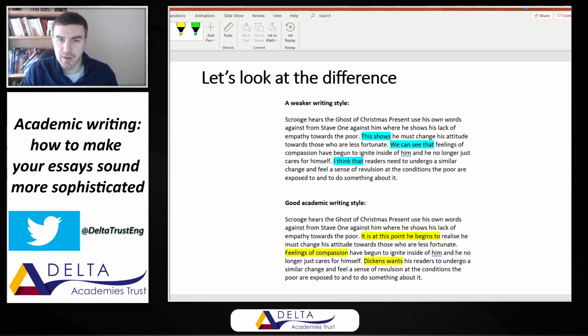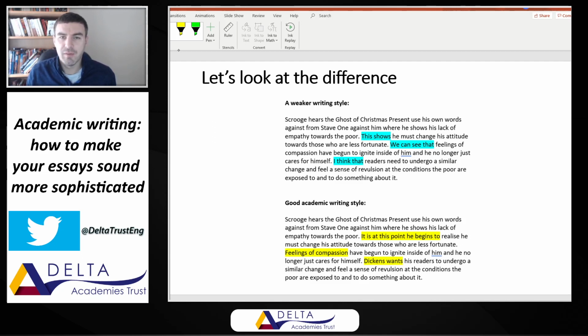And this is where I'm going to use my little pad here. So we have got the same paragraph, which is expressed in two different ways, and I've highlighted three differences between. So we're going to focus on what they do and how they influence the quality of this writing, because the content is virtually identical. Scrooge hears the ghost of Christmas past use his own words against him. I've missed a word out there, I just noticed. From stave one against him, sorry, it's fine. Where he shows his lack of empathy towards the poor.